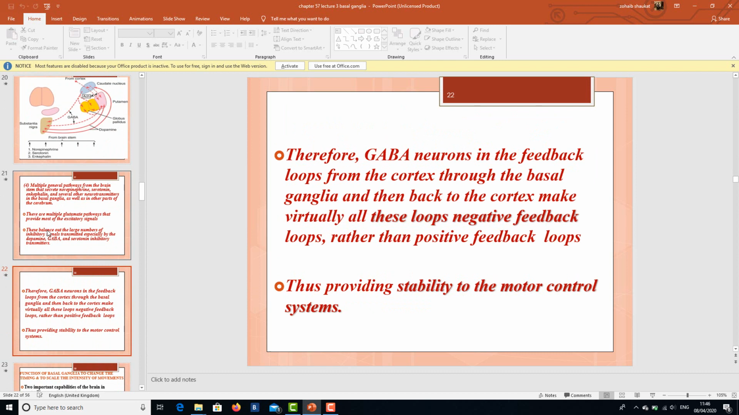Therefore, the gamma-aminobutyric acid neurons in the feedback loop from the cortex through the basal ganglia and then back to the cortex make virtually all these loops negative feedback loops rather than positive feedback loops. So, they provide stability to the motor control system. You can be asked how the stability of motor control function actually takes place.